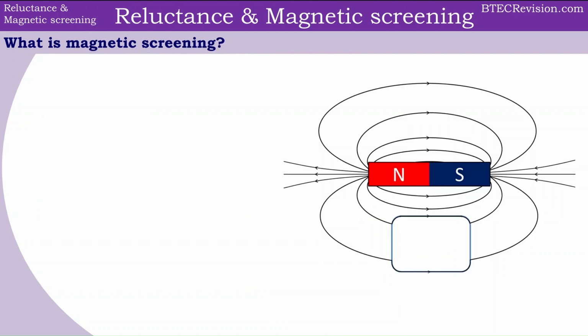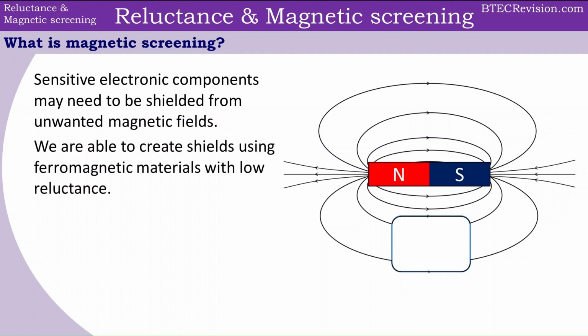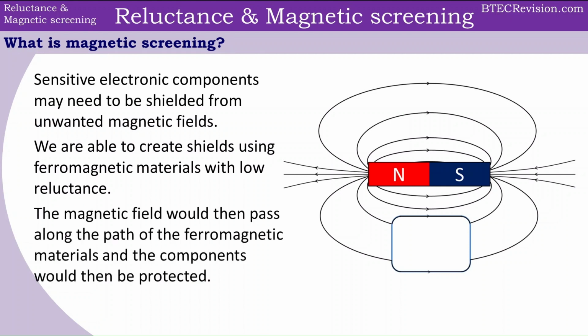What is magnetic screening? Sensitive electronic components may need to be shielded from unwanted magnetic fields. We are able to create shields using ferromagnetic materials that have low resistance. The magnetic field would then pass along the path of the ferromagnetic material. As you can see in this picture on the right, the field lines are passing along that material, and the components would therefore be protected. So anything inside is protected from this magnetic field.